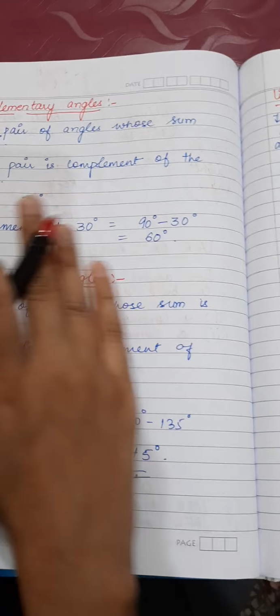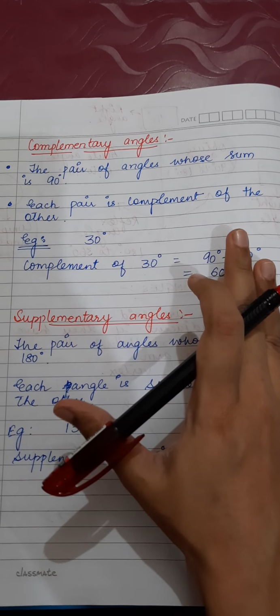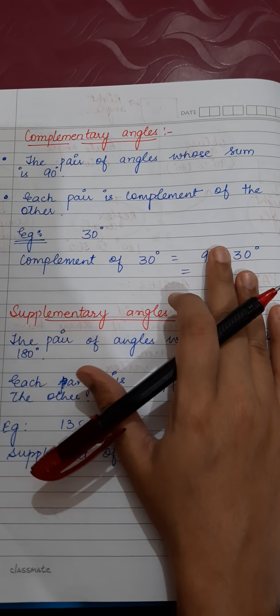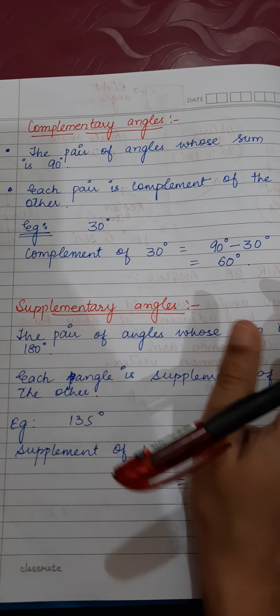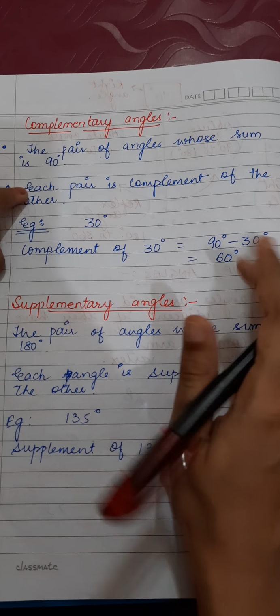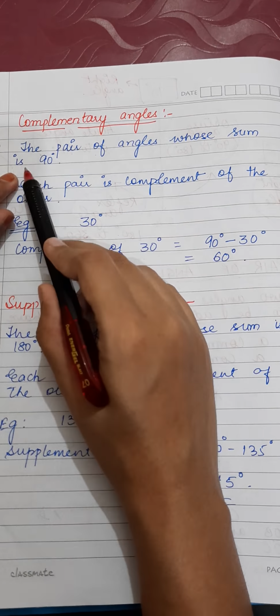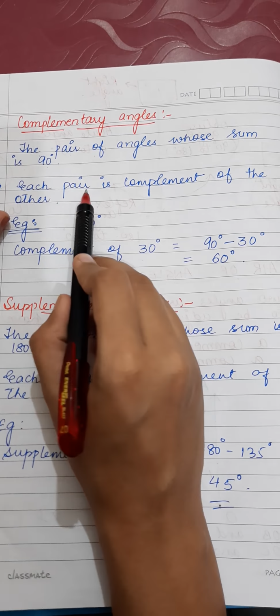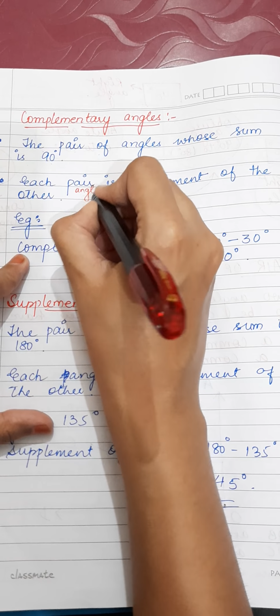Let's move to the next, complementary angles. Now you have to make sure that you know what the complementary angles are, because on the basis of complementary angles and supplementary angles, we are having the questions in exercise 10.1. Complementary angles are the pair of angles whose sum is 90 degrees. Each pair is the complement of the other, or each angle is the complement of the other.